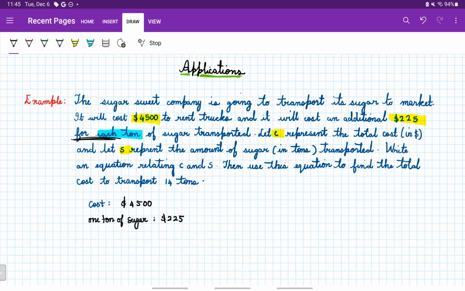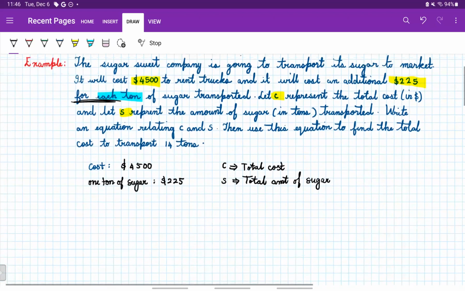Okay, and then in the next part of the question, we are told that C represents the total cost. So the total cost is represented using the letter C, and S represents the total amount of sugar in tons. So we want to write an equation that relates C and S. That is, we want to write an equation that relates the total amount of money that we need to spend for this transaction, depending on how many tons of sugar is being transported.